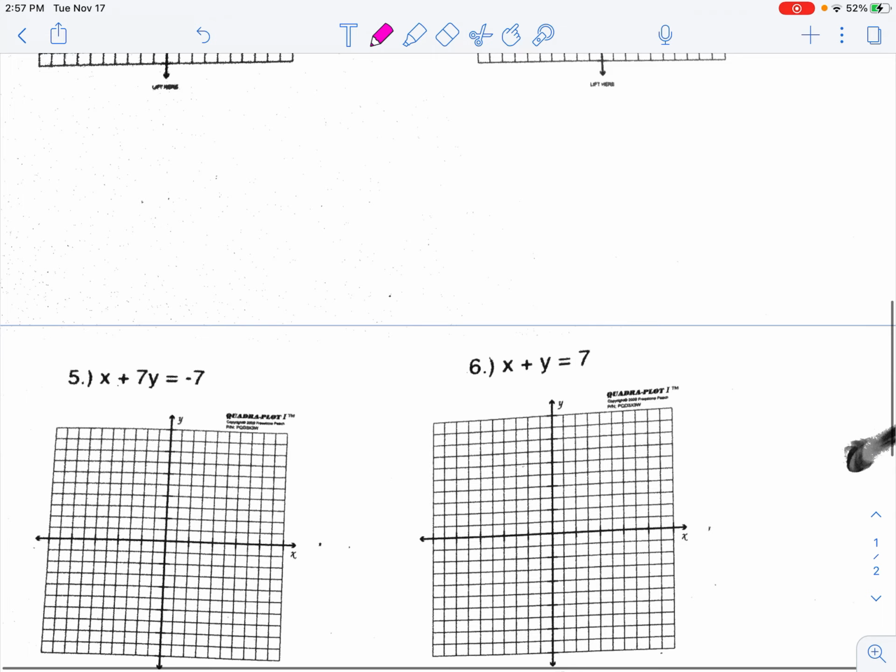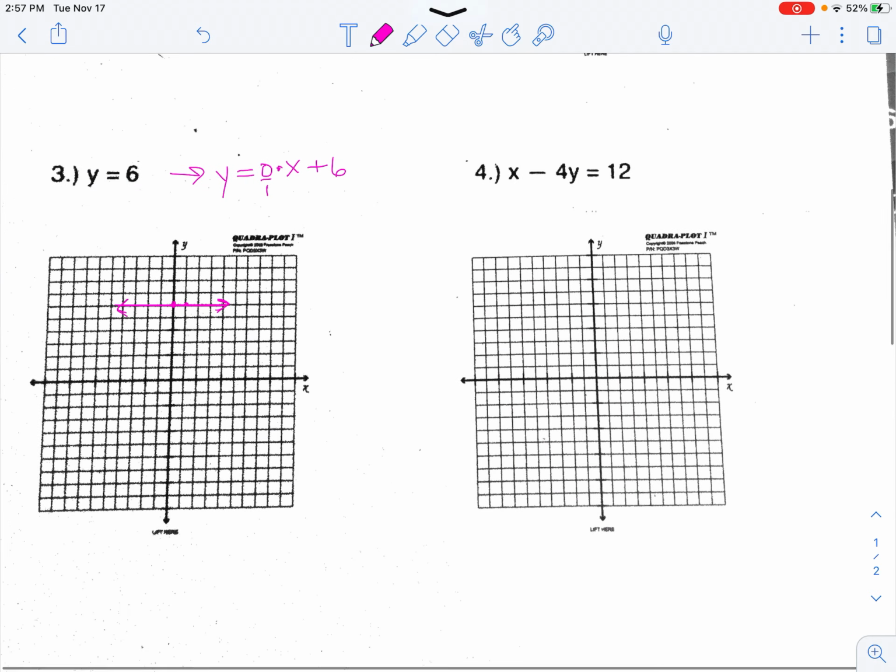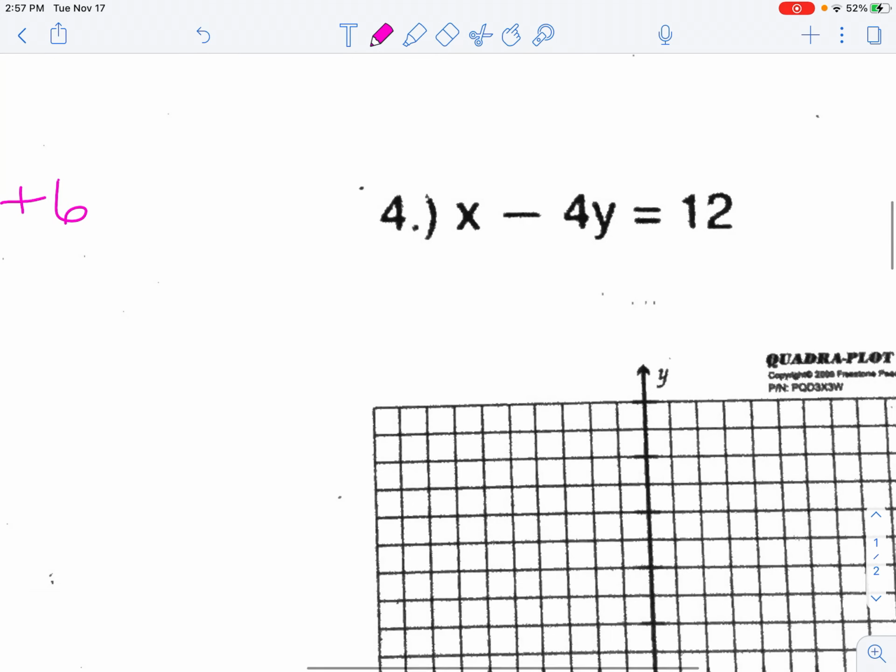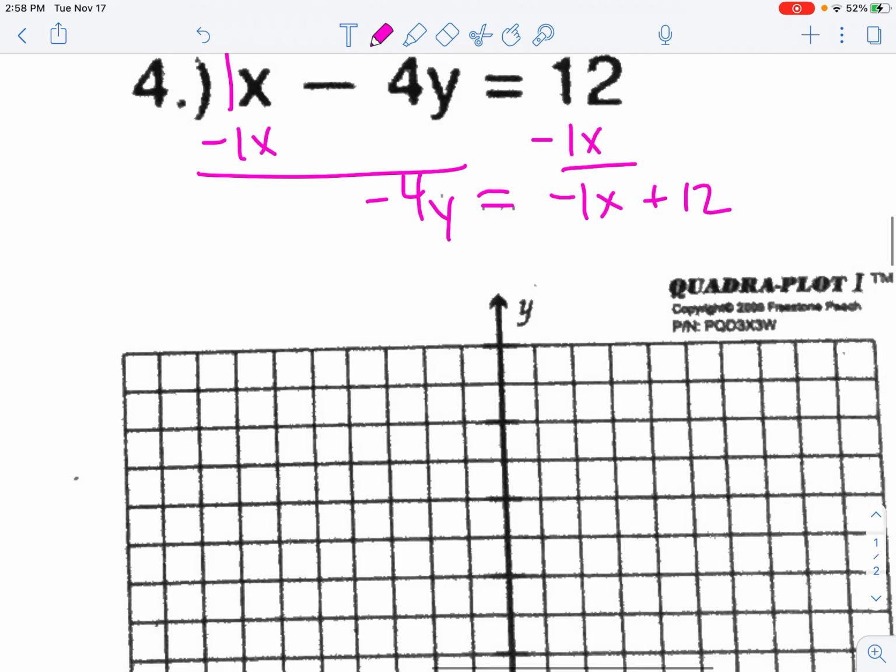So let's see here. I think I can go ahead and do this last one here. This has got something slightly different from what we've done before. Think of that as a 1x. So as we're going to do this, subtract 1x on both sides. And we get negative 4y equals negative 1x. That's a positive 12, so we write it as a plus 12. Then you're going to divide by negative 4.